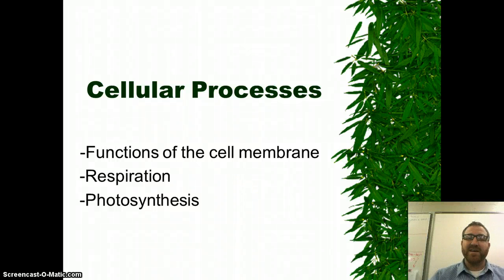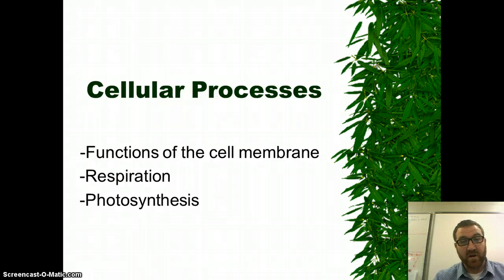Today we're going to talk about cellular processes. All right, and in particular, three processes that occur in a couple of those organelles that we've been discussing lately. Those specific organelles are going to be the cell membrane, the mitochondrion, and the chloroplast.